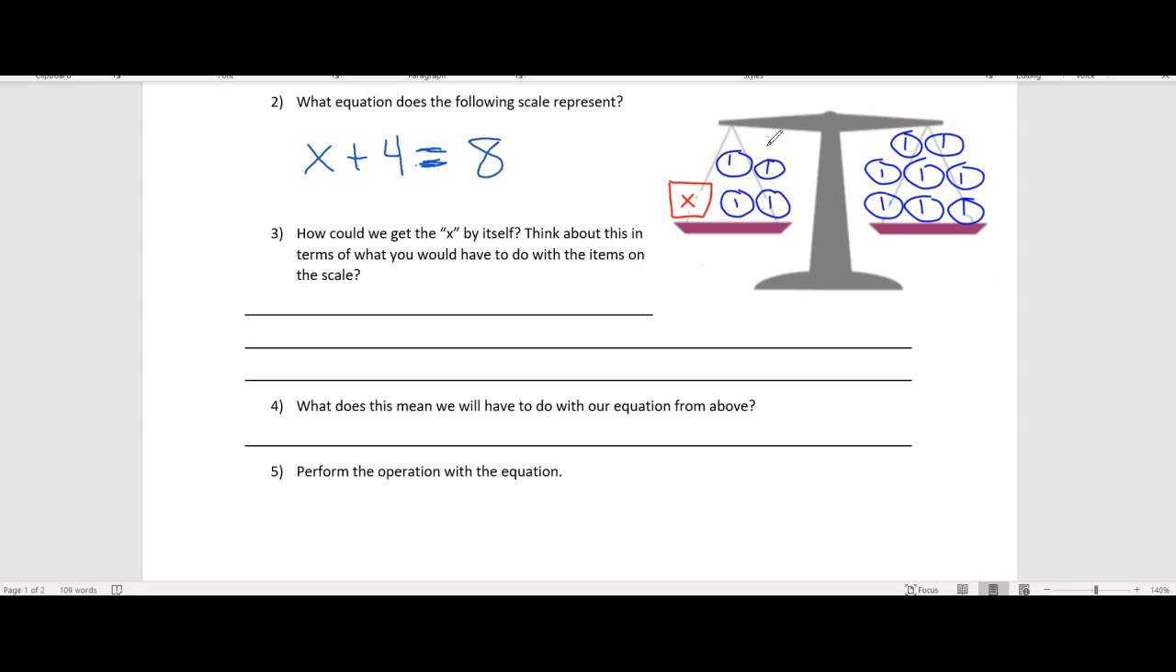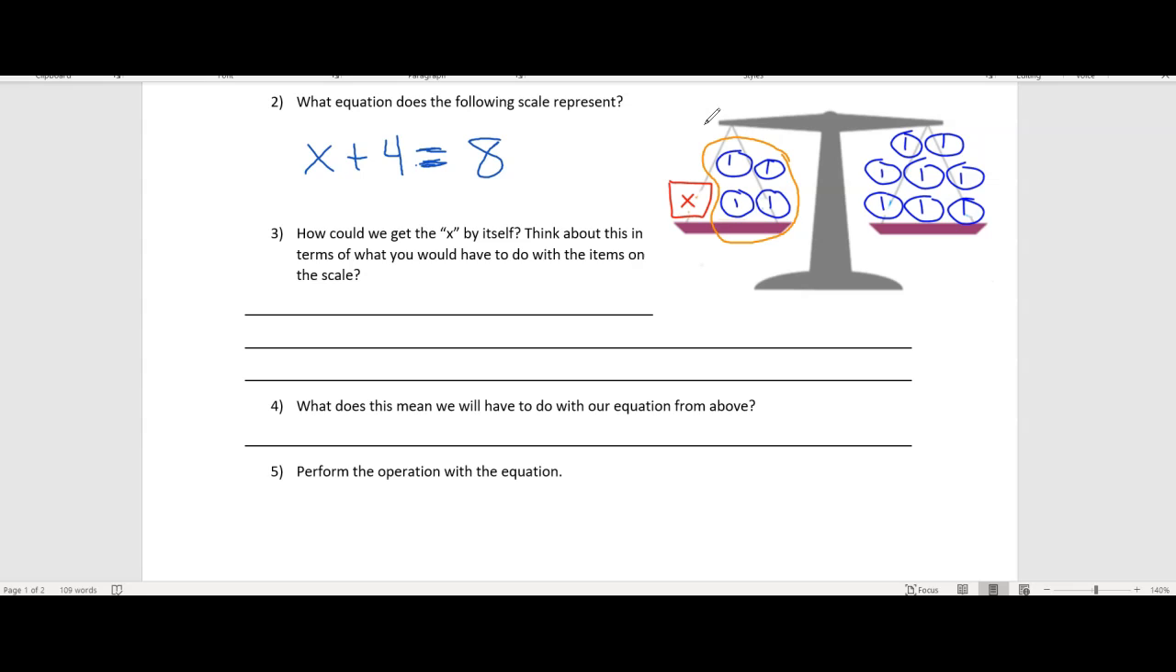So think about the scale for now. How could we get the x box by itself? And again, I want you to think about this in terms of the scale rather than the equation. So what would you physically have to do with the scale to get the x on a side by itself? Okay, I think it's pretty clear. You'd have to take off these 4 units, right?